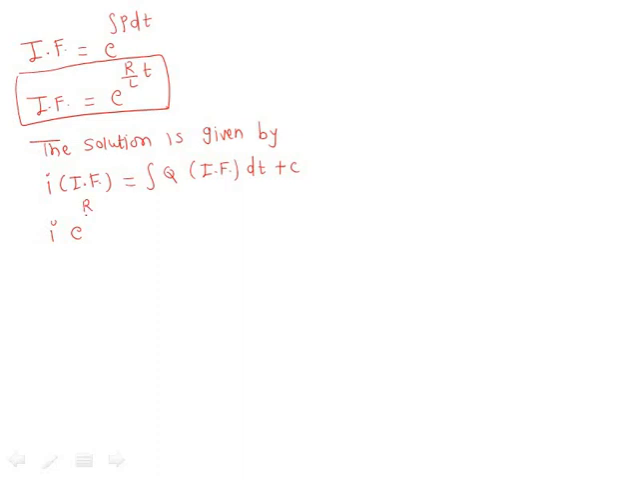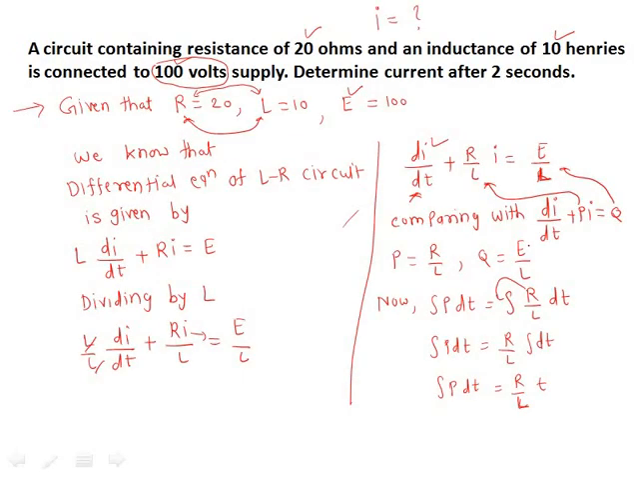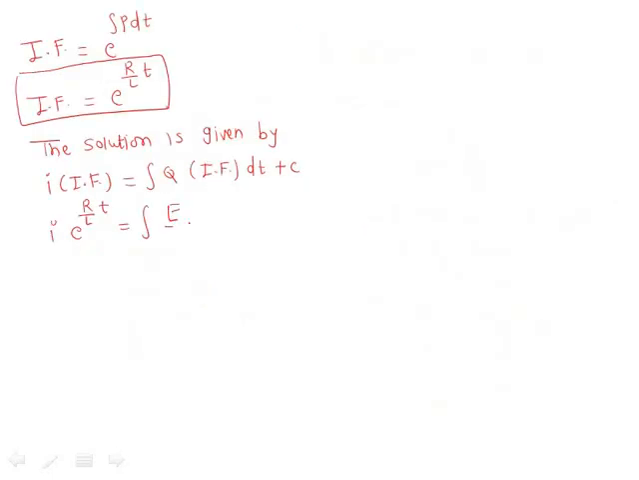The value of IF is e raised to R by L into t. On the right hand side we have to put in the value of Q. As we can see here, the value of Q is E by L. So we put E by L there, and into the integrating factor, e raised to R by L into t, dt plus c. Now here the integration is with respect to t, so we only have to integrate the term which includes the variable t.